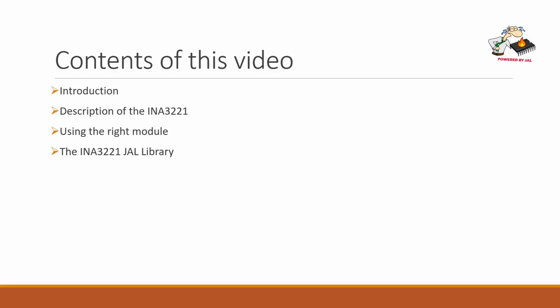So what will be the contents of this video? First, a short introduction. Then a description of the INA3221 device. Then I will explain something about the module that you can purchase, because if you want to use the device in the right way, you also have to purchase the right module. Then something about the functionality provided by the JAL library, the schematic diagram that I'm using for this demonstration, then the demonstration itself, and at the end of this video you can find some references.